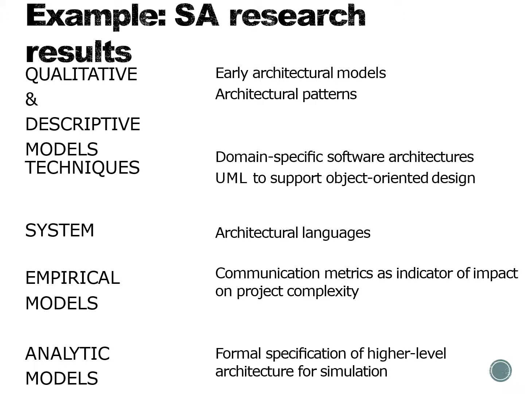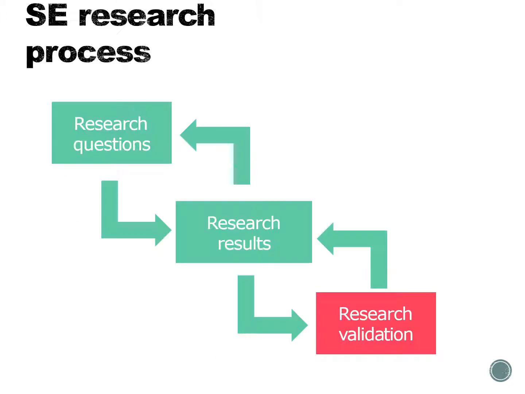Or its early architectural model, or architectural patterns or anti-patterns. Architectural definition languages, for example, the UML, which is actually mentioned on the slides, or ways to do formal specification, or communication metrics as an indicator of how impactful some design decisions are. These are all really good results on software architecture.